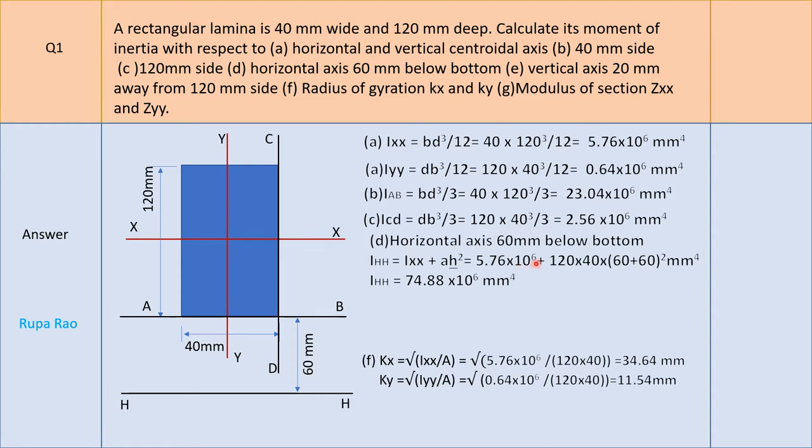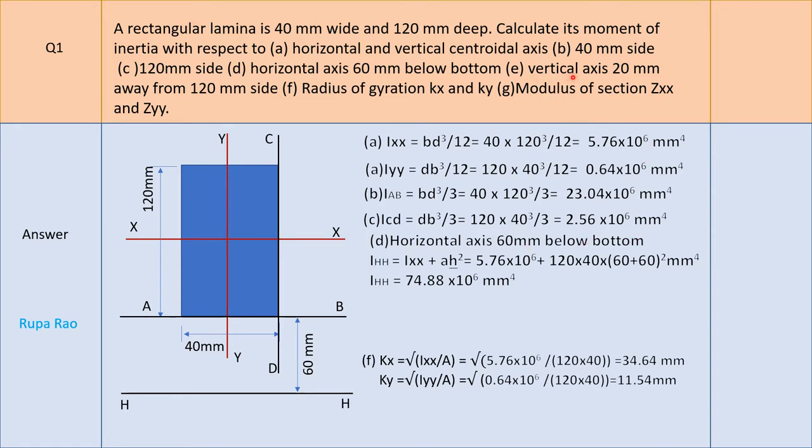Exponential 6 plus 120 into 40 into bracket open 60 plus 60 bracket close, and press x square button, is equal to. You'll get the answer IHH is equal to 74.88 into 10 raised to 6 mm raised to 4. This is how we have calculated the moment of inertia about the horizontal axis HH, 60 mm below the bottom.